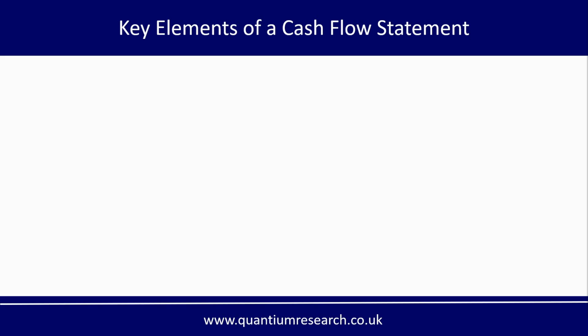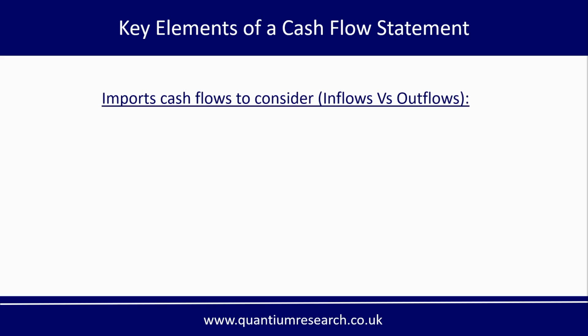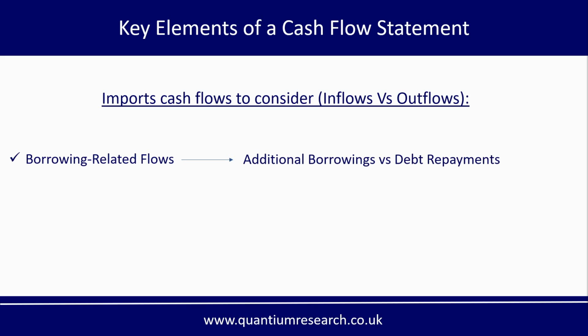We're going to now have a look at some of the key elements involved in a cash flow statement. And we're going to begin by dividing each subject area into inflows and outflows. So with borrowing related flows, for example, we're going to split it into additional borrowings versus debt repayments. Now, with respect to additional borrowings, those account for the use of a credit facility or taking a bank loan. If you want to borrow some money and say you use a bank loan, then that money is coming in to your business accounts, and that is therefore classed as an inflow.